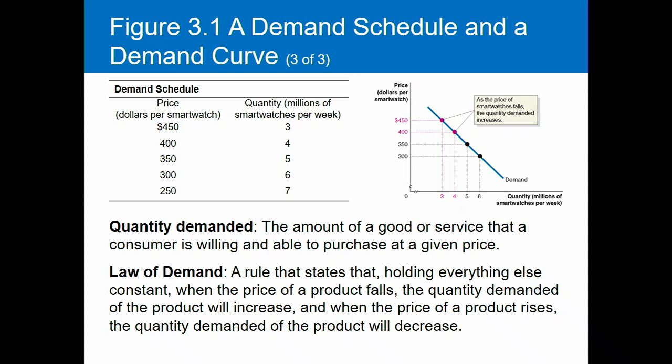Okay, so the quantity demanded is the amount of a good or a service that a consumer is willing and able to purchase at a given price. Both of those are important, the willingness and ability. People may be willing to purchase a good, but if they can't afford it, then it doesn't really matter. I would love to buy a yacht right now, but obviously I can't afford that. And Lake St. Francis is a little small to put a big yacht.